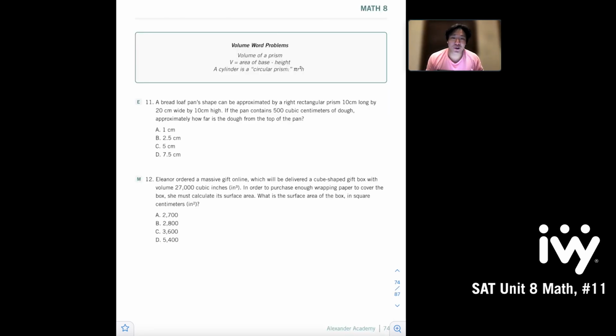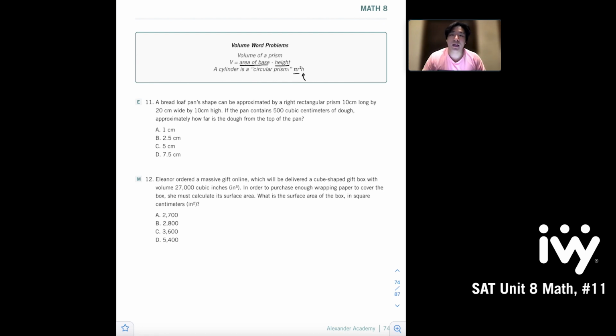Okay, now let's look at volume word problems. The volume of a prism is its area of its base times its height, whatever that area might be. For example, if you have a cylinder, this is a circular prism, so you take pi r squared, which is the area of the base, which is a circle, times the height of the cylinder, h.